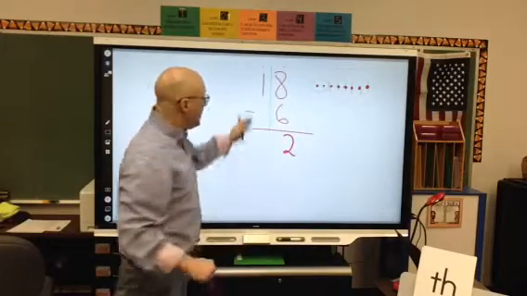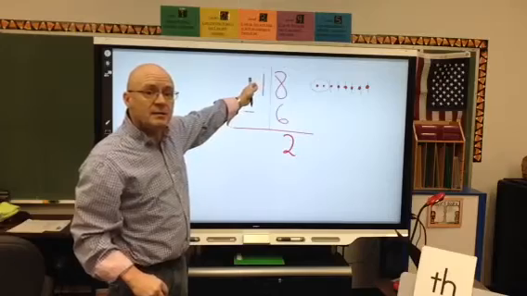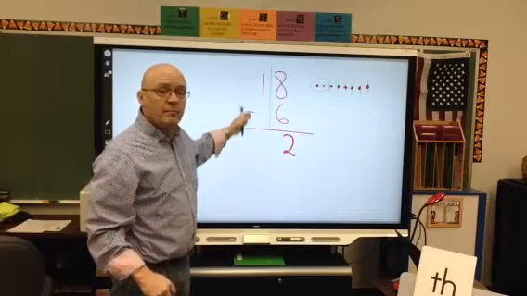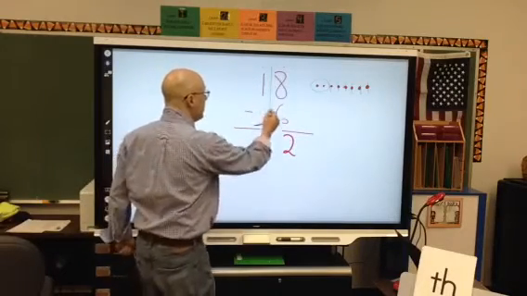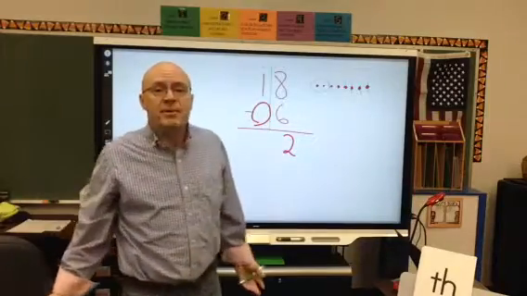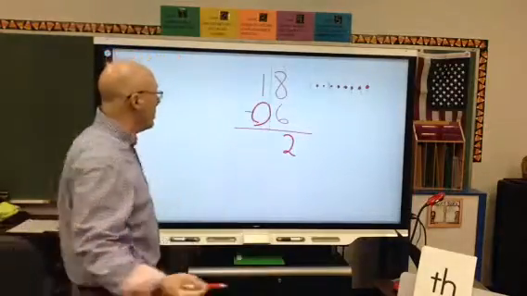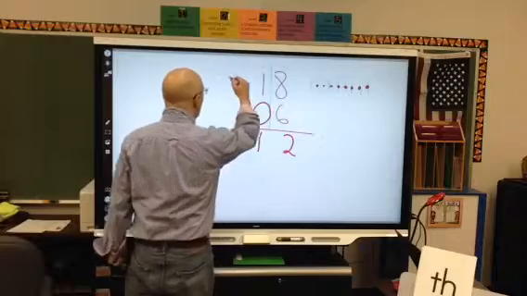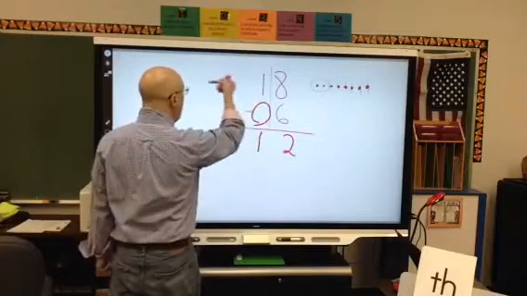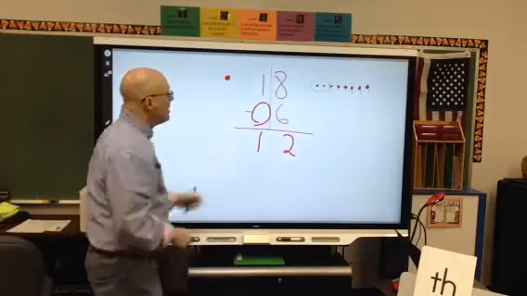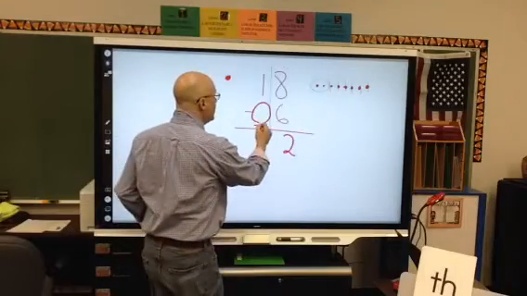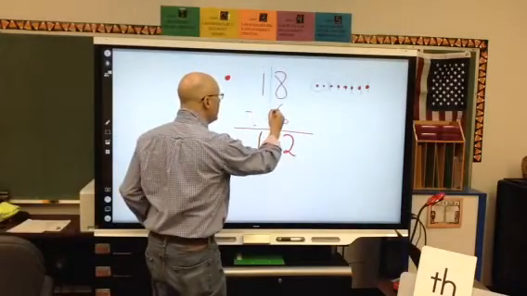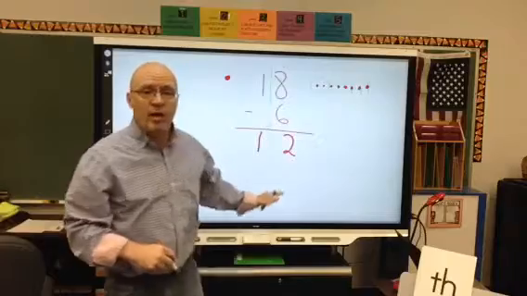Now, if I go over to my tens, I've got 1 minus, there's nothing here, is there? That's just like a big fat 0. 1 minus 0 is 1. I've got one thing. I didn't take any away. I still have 1. So the difference of 18 and 6, or 18 minus 6, is 12.